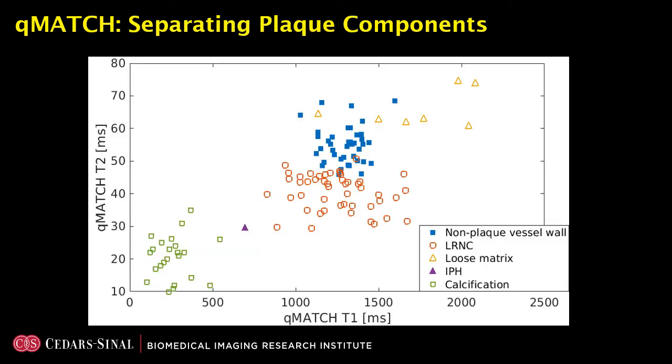This is a scatter plot of all the observed plaque components in our preliminary clinical cohort in the T1, T2 space. We can observe a clear pattern of clustering of ROIs with the same composition. And this shows the feasibility of potentially an automated plaque phenotyping method based on T1 and T2 values.